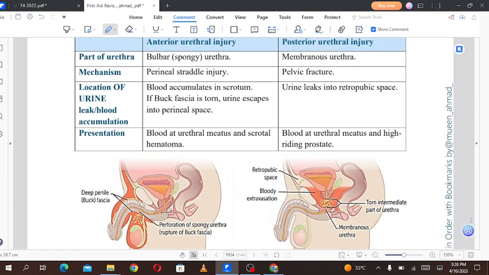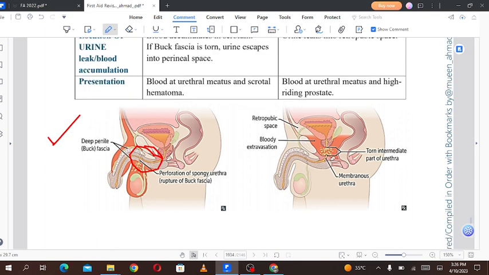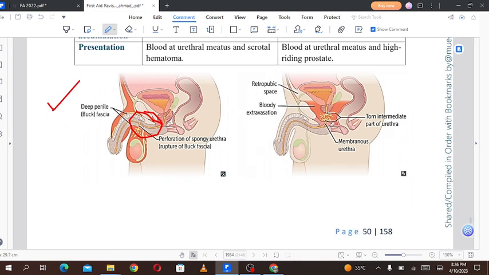Okay, so anterior urethral injury, and then we have the posterior urethral injury. We are talking about the anterior urethral injury, which is this one. In this, the part of the urethra that is damaged is the bulbar or spongy urethra. Here you can see that the part of the urethra that is present inside the corpus spongiosum will be damaged.